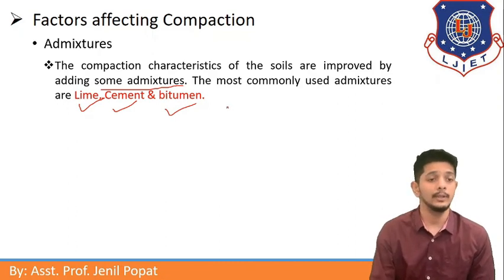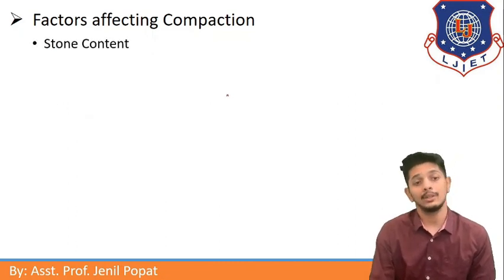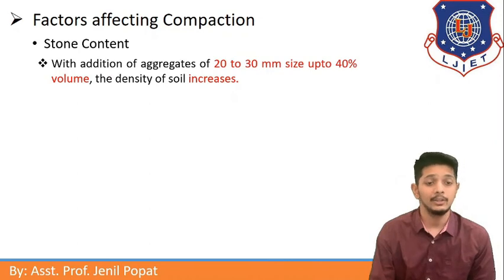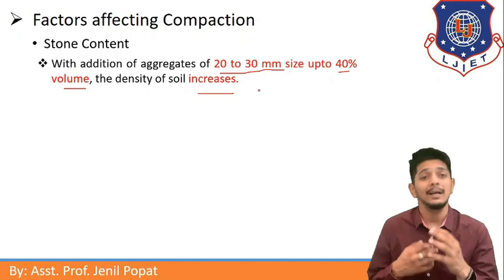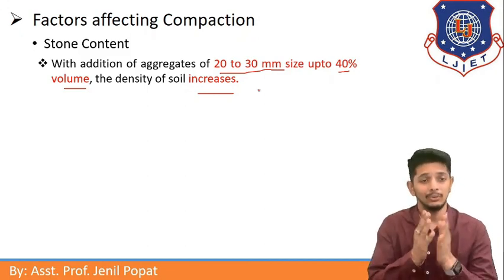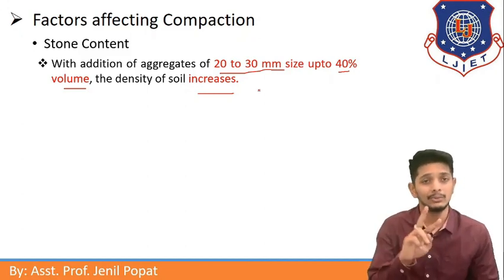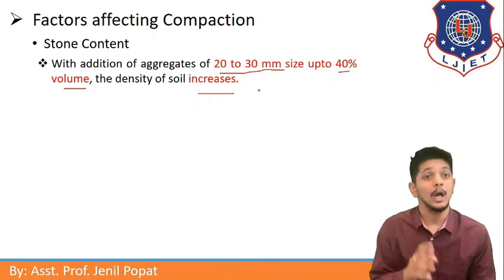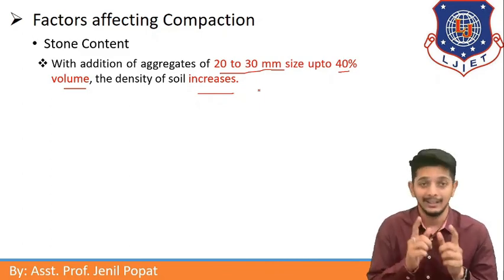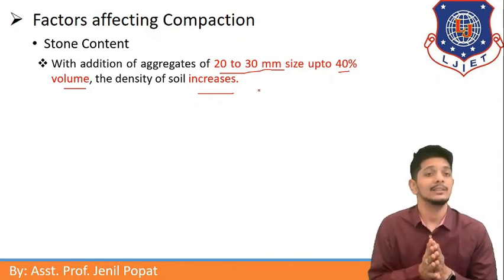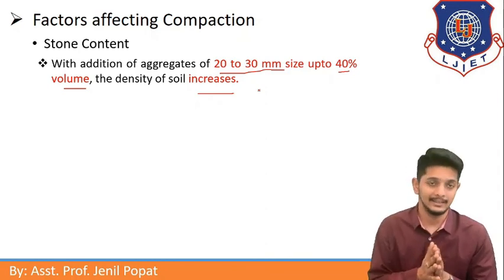Let us move forward. Stone content. With addition of aggregates of 20 to 30 mm size up to 40% of volume, the density of soil increases. So by the studies, we can know that with addition of 20 to 30 mm size aggregates up to 40% of volume, the density of soil will increase. After that, there is no change in density.